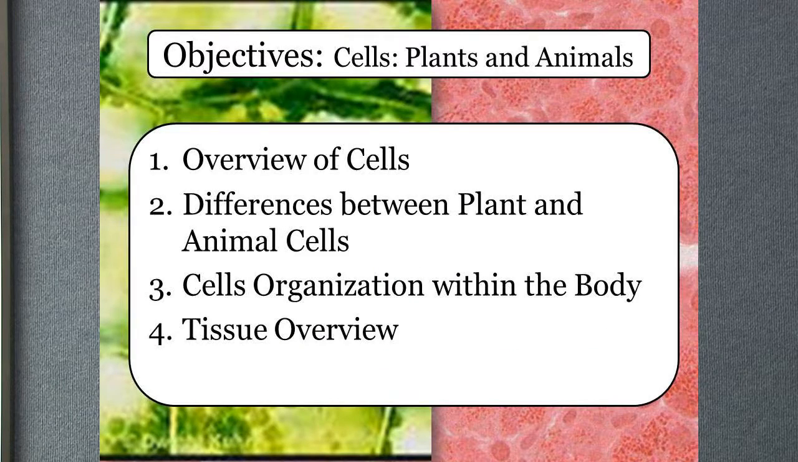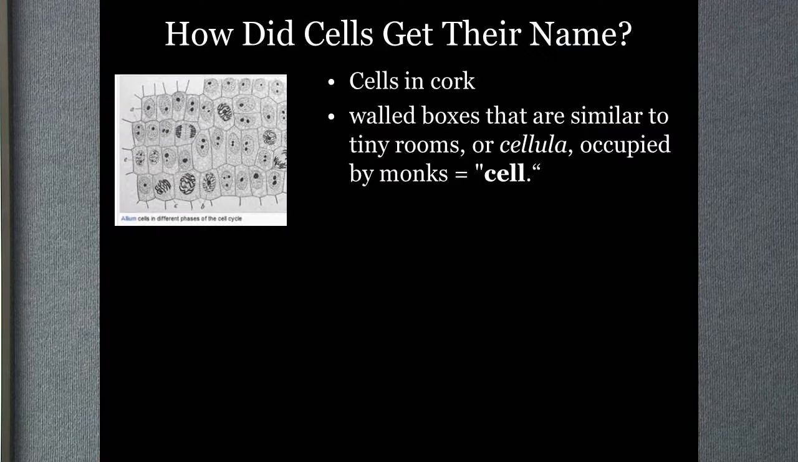So basically, what we want to cover today is an overview of the cells. We want to look at differences between plant and animal cells. We want to look at organization of cells within the body, and a little bit about tissue overview. So those are our objectives of today's presentation.